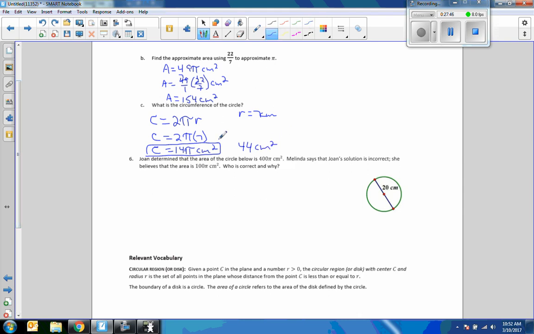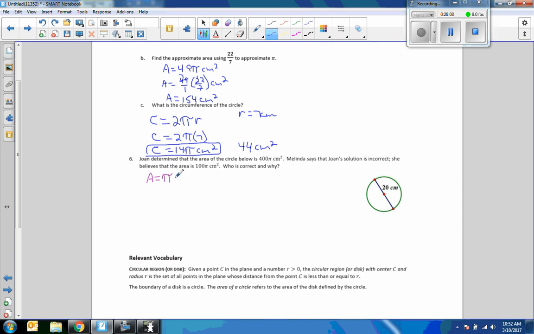All right, last question. Joan determined that the area of a circle below is 400 pi centimeters squared. Melinda says that Joan's solution is incorrect. She believes the area is 100 pi centimeters squared. Who's correct and why? So what we need to do is do the problem correctly and see which answer matches.